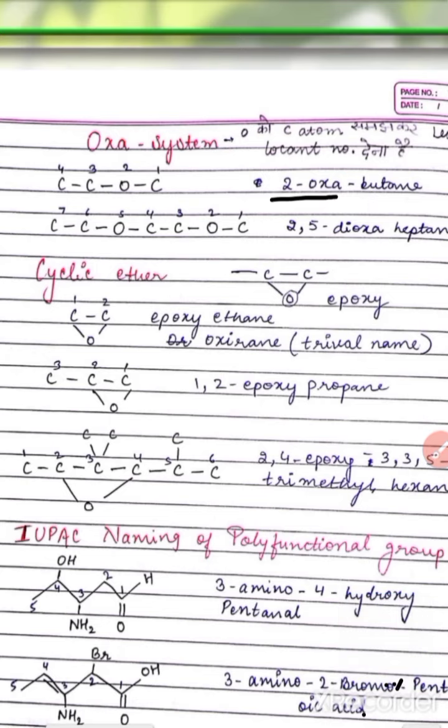At second position we have the oxa group. So 2-oxa, and treat O as a carbon only, so it will be of 4 carbons, so it will be butane. 2-oxabutane. Its general name is ethyl methyl ether, because at one side of O we have an ethyl group and at the other we have methyl, so ethyl methyl ether.